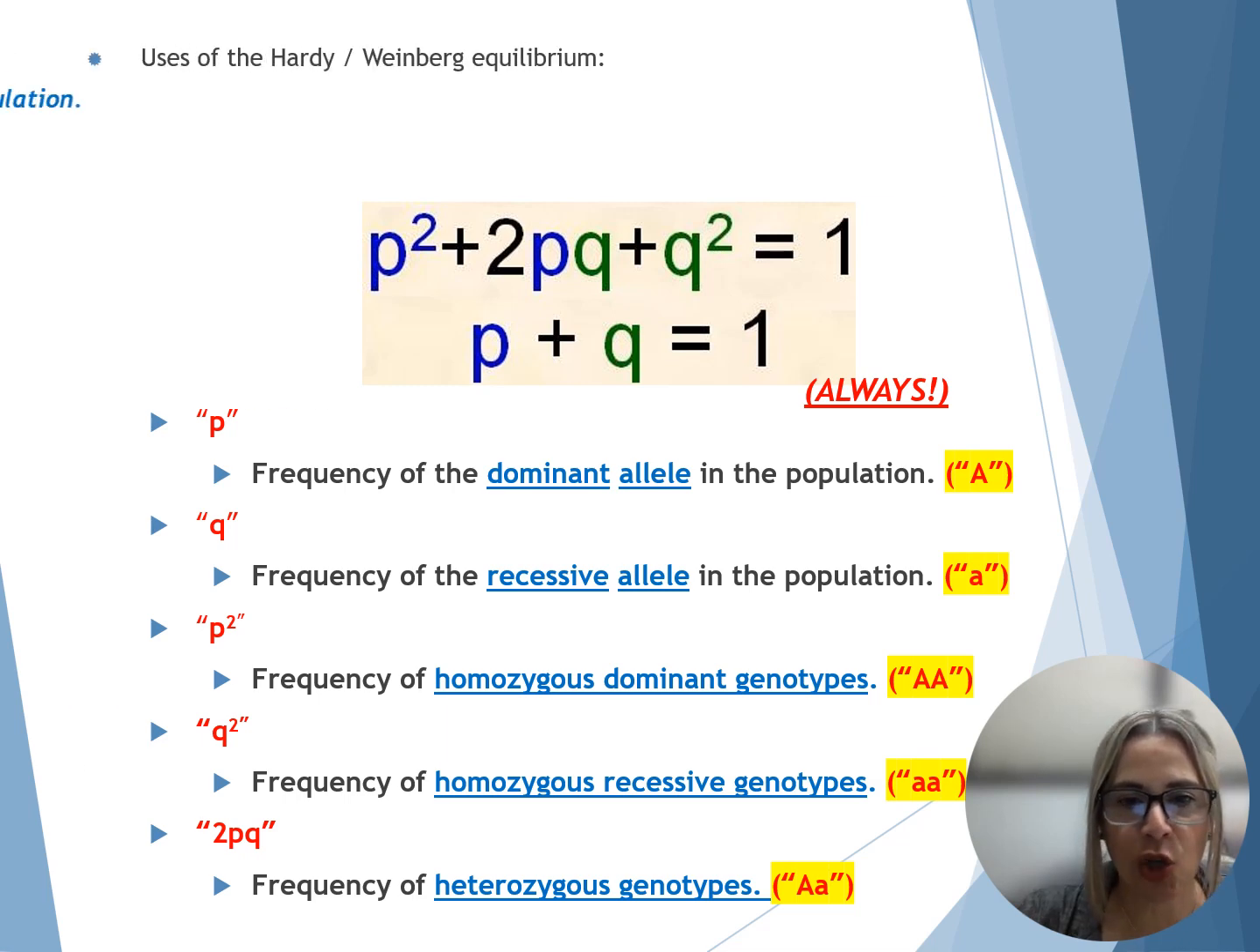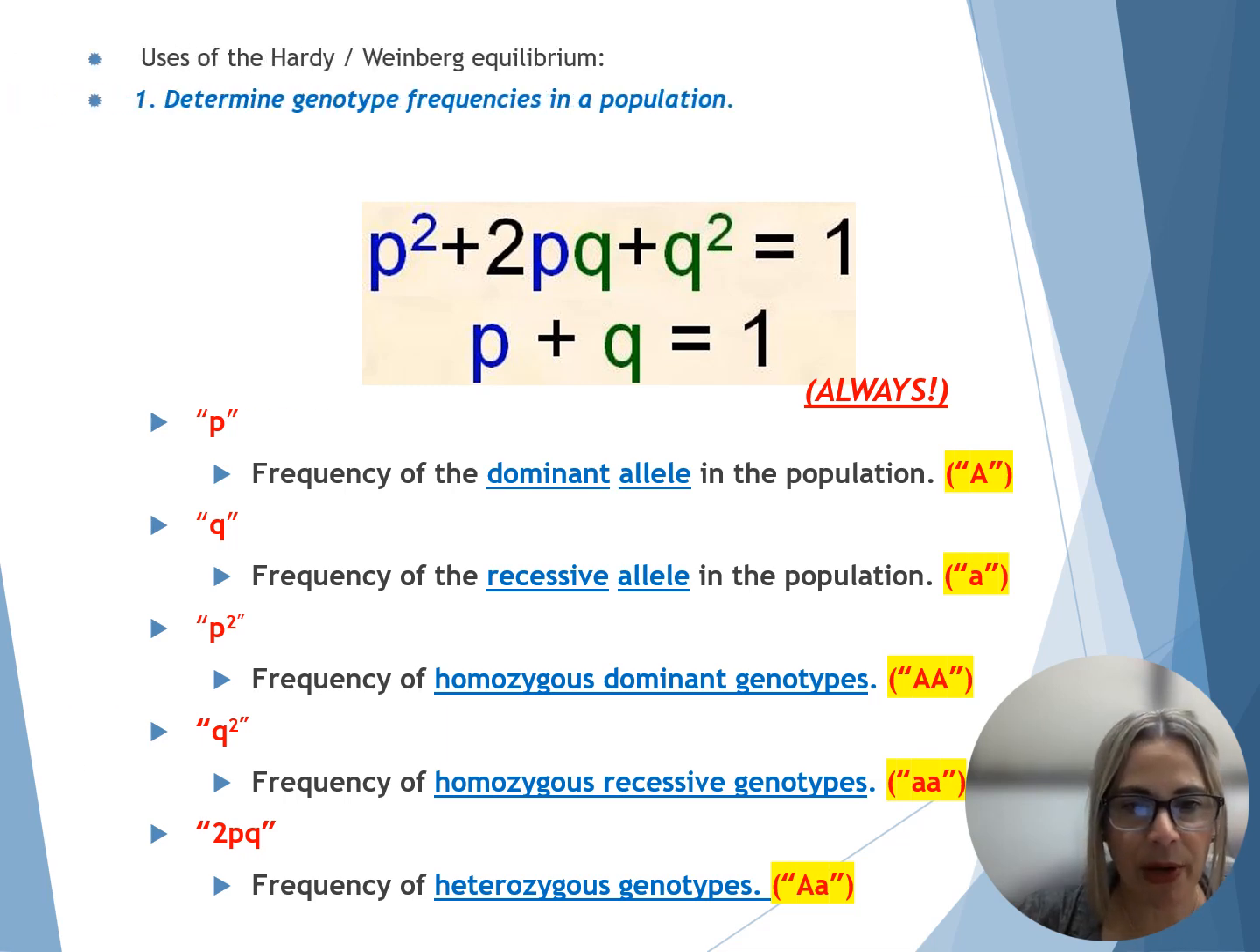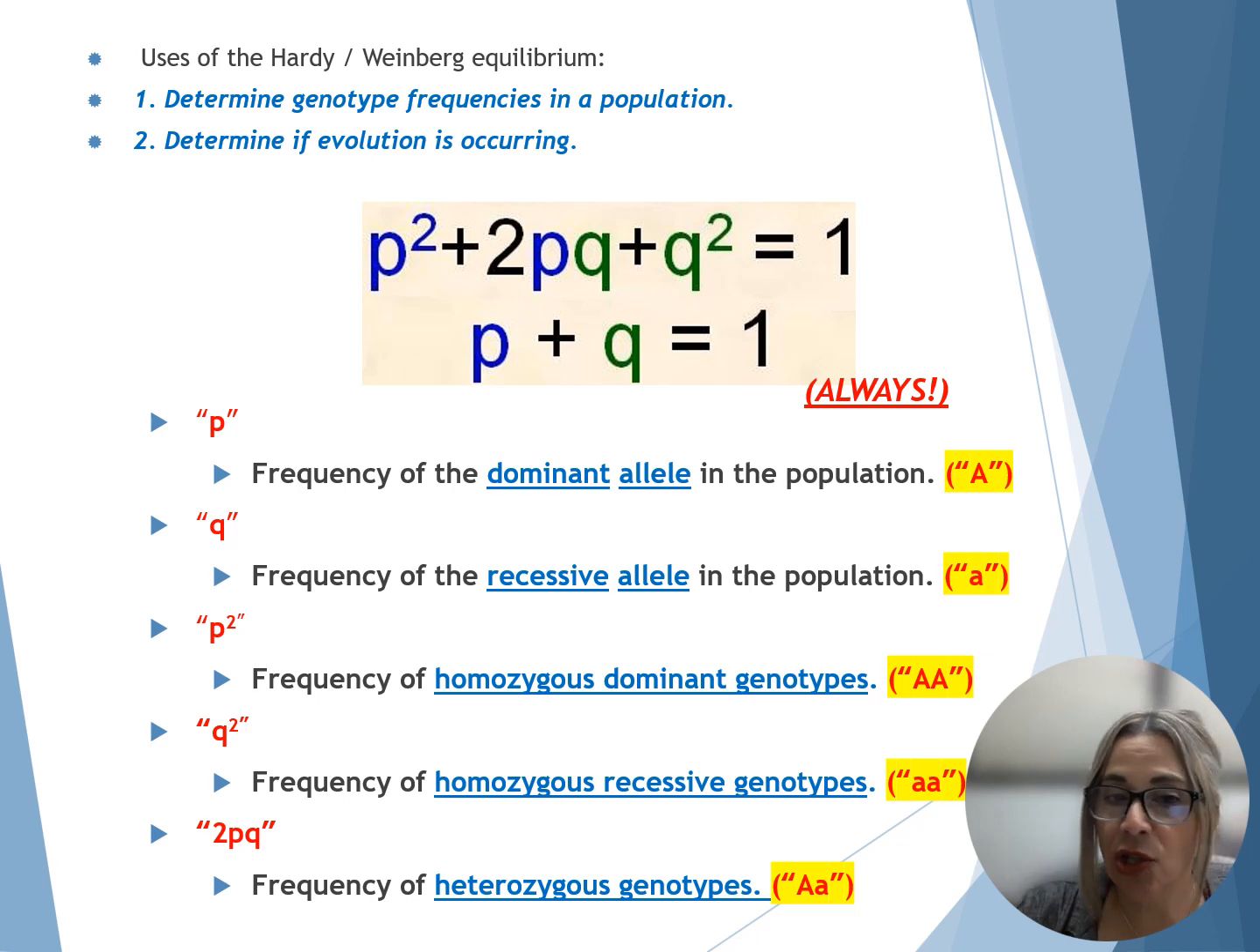So how do we actually use Hardy-Weinberg equilibrium? Remember, genetic equilibrium means that over time there are no changes in the allele frequencies in a population, so they stay constant over successive generations, all right? So what can we actually use Hardy-Weinberg equilibrium for? We can use it to determine genotypic frequencies in a population, and we can use it to determine if evolution is actually occurring. So think about that for a minute.